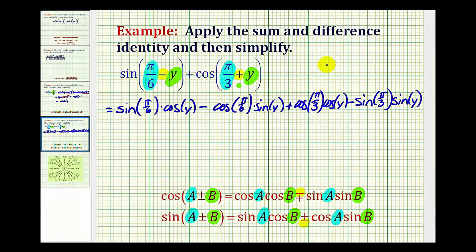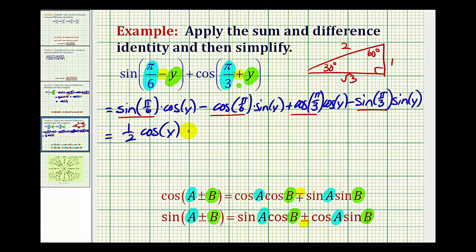Notice here we have pi over 6 and pi over 3, so let's go ahead and sketch a 30, 60, 90 reference triangle. And now we'll evaluate sine pi over 6, cosine pi over 6, cosine pi over 3, and sine pi over 3. So the sine of pi over 6 for 30 degrees will be 1/2. Cosine of pi over 6 is going to be square root 3 over 2. Cosine pi over 3 is going to be 1/2.